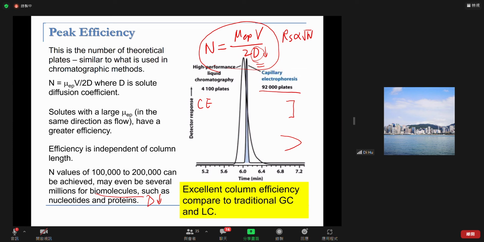Understand? So that's why the peak efficiency of CE is pretty good, especially for those large biomolecules, which have a small diffusion coefficient.